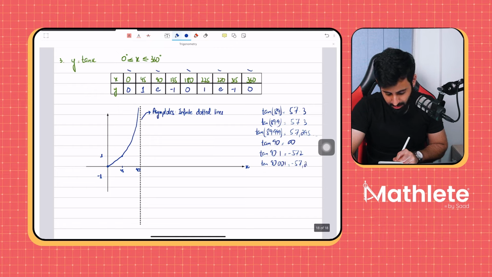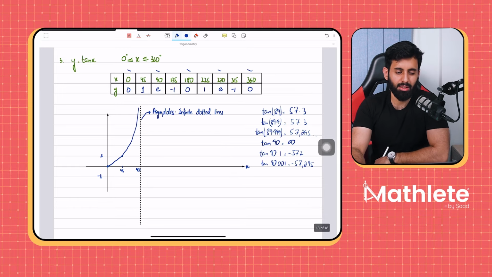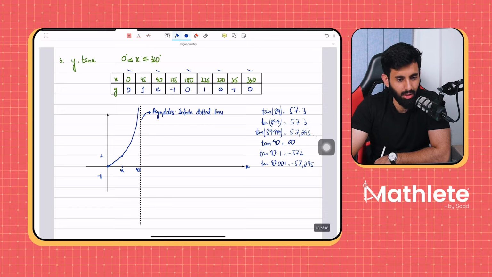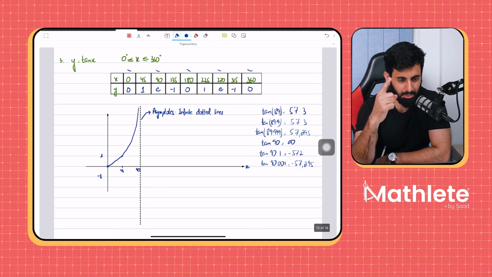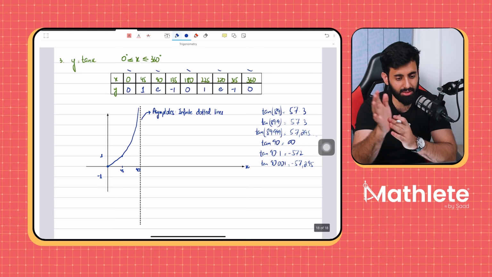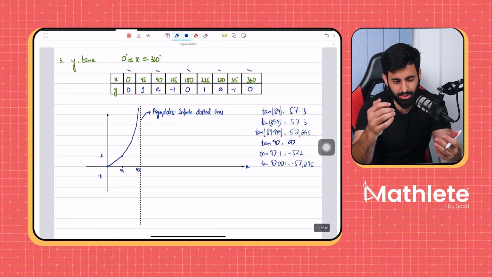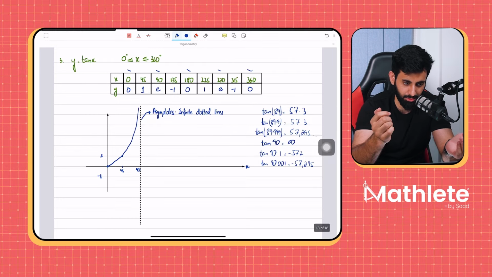Minus 57,295. So what exactly is going on over here? What happens right after 90? Larger value and negative. Yes. So basically, infinity can be of two types. It can be positive infinity and it can be negative infinity as well. When something is extremely large and positive, it's positive infinity. And when something is extremely negative, it's negative infinity.